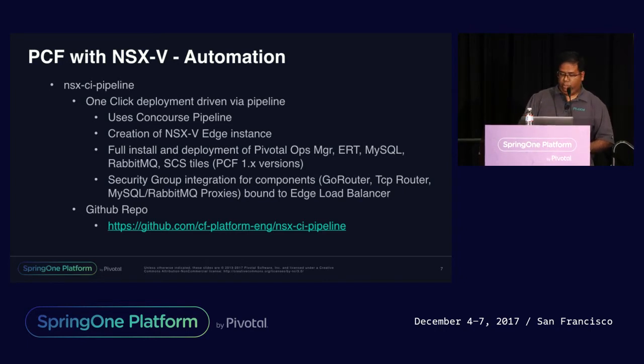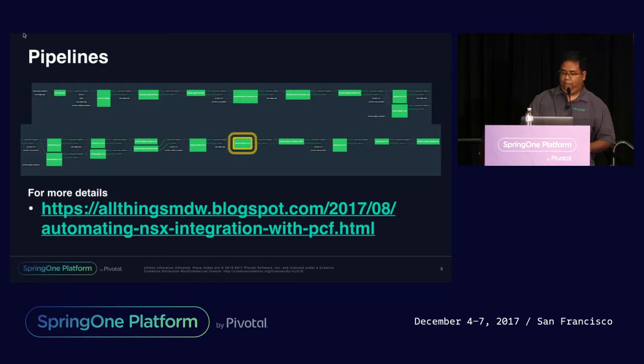So this would be a pipeline. I don't know whether people can zoom in, but it basically creates an edge, followed by laying out Ops Manager and installing the Bosh director and everything all the way. And I do have a blog post you can read in more detail.